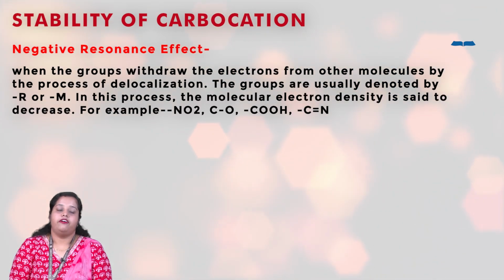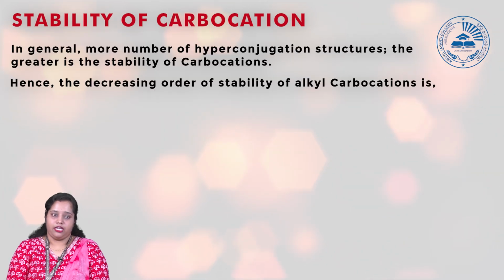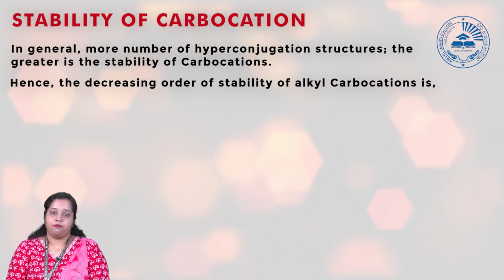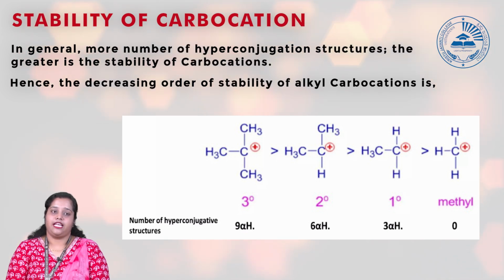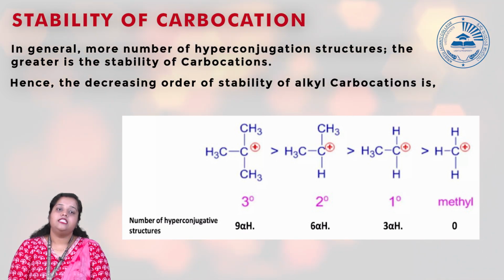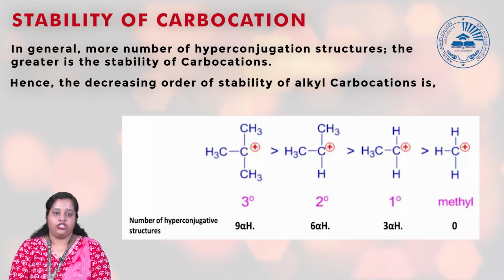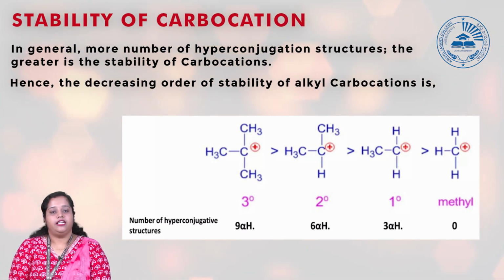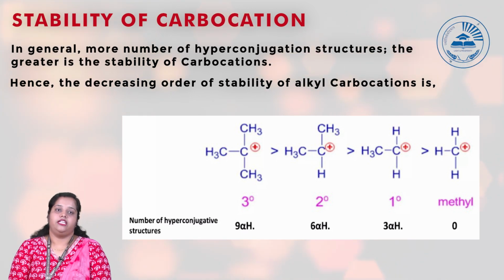Now, talking of stability of carbocation based on hyperconjugation structures. The greater the number of hyperconjugation structures, the greater the stability of the carbocation. As you can see, in the decreasing order of stability of alkyl carbocations, tertiary has 9 hyperconjugation structures, secondary has 6, primary has 3, and methyl does not have any. Therefore, it has a decreasing order of stability in the case of hyperconjugating structures.